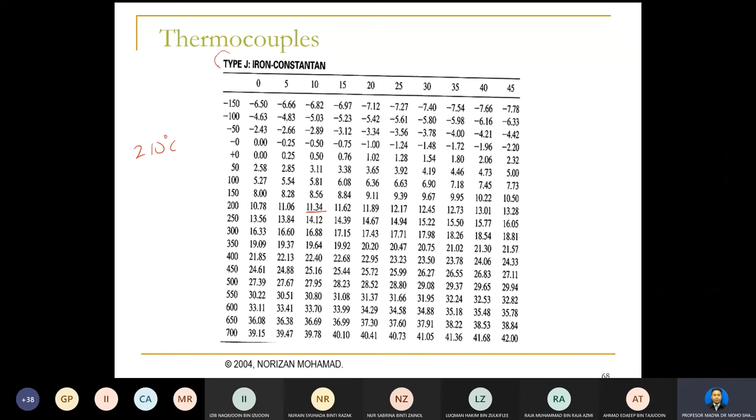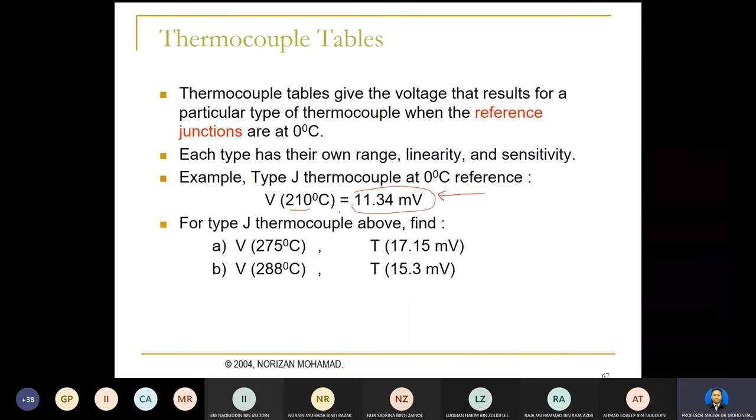But first make sure this is the correct table. Okay, so we use the J table. This is iron-constantan. Okay, so this is the standard table for J type, so you can just use this one. For example, if you measure, you can get 11.34 millivolts. So from this table, for example, we can get this one 10, and then this one 200. This one we want to measure, 210. So that is the value. For example, we have 210 degrees Celsius and we want to get the output. So the output will be 11.34 millivolts.